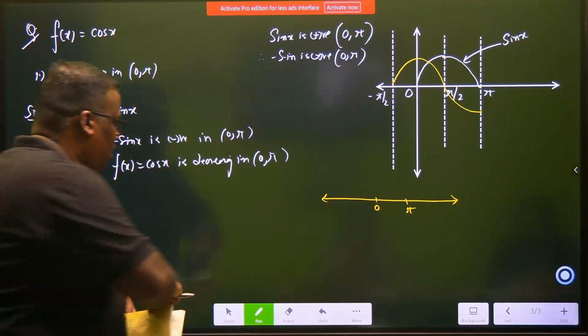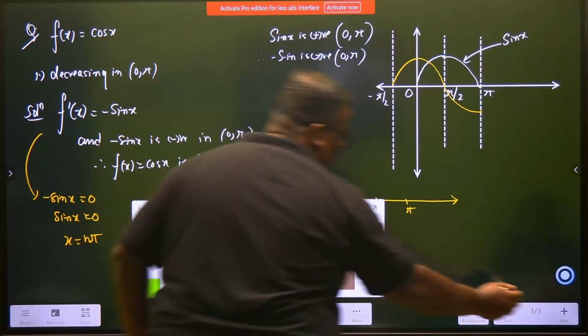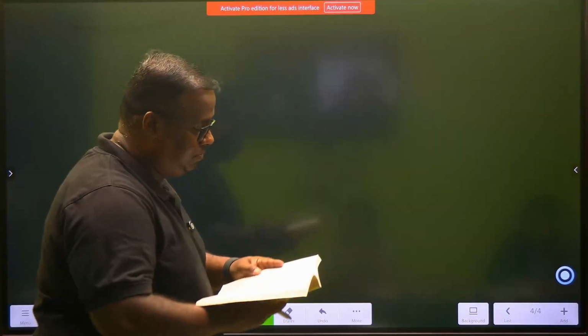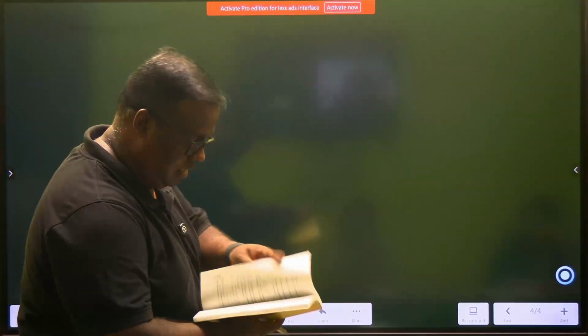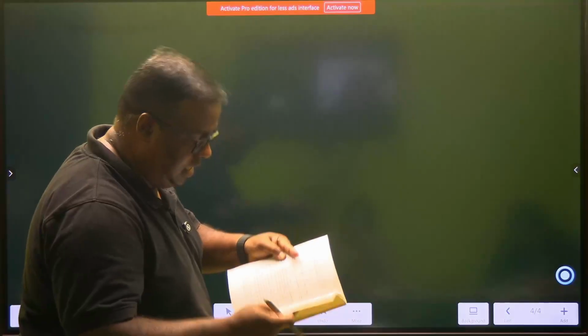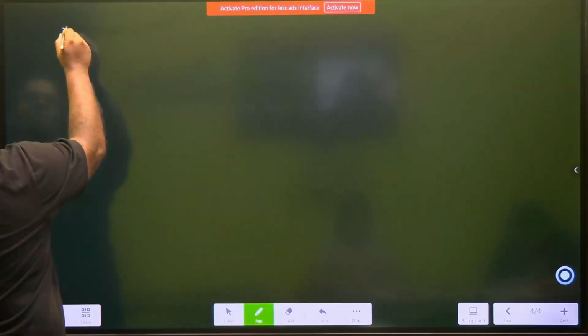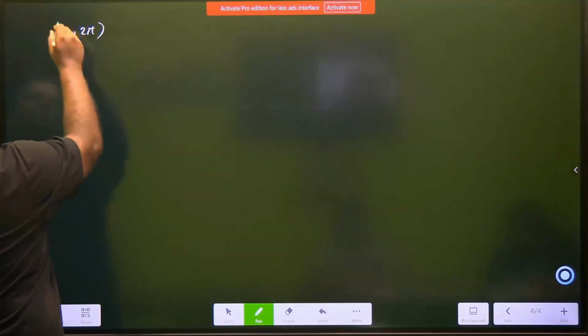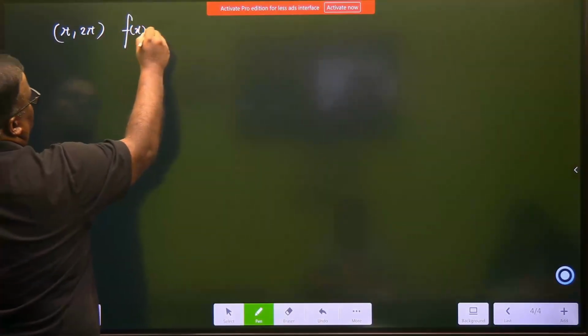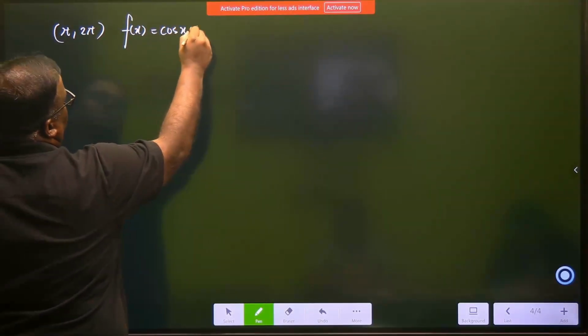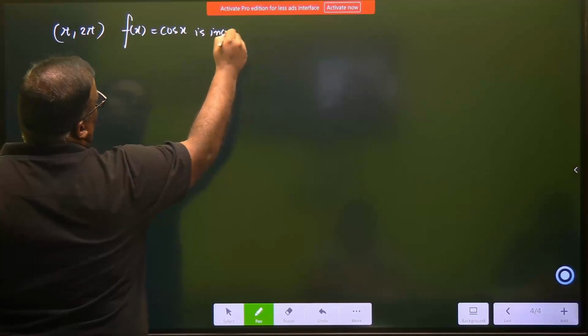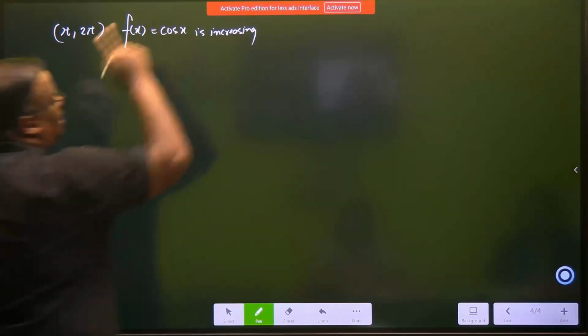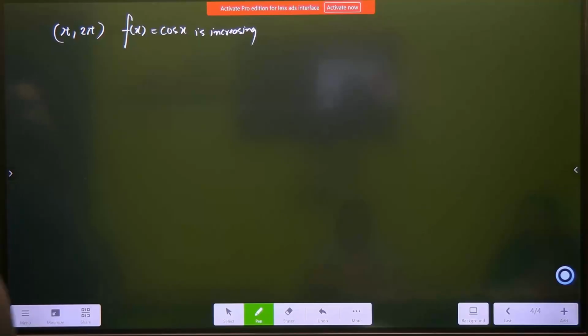Okay, the same question continues further, and it says that show that the function is increasing in pi to 2 pi. I have to show that the function f of x equal to cos x is increasing. Achha, you tell me, children. In order to show that this function is increasing, what do you have to prove? You have to find out the f dash x, and you have to show that the f dash x in this interval is positive, right?